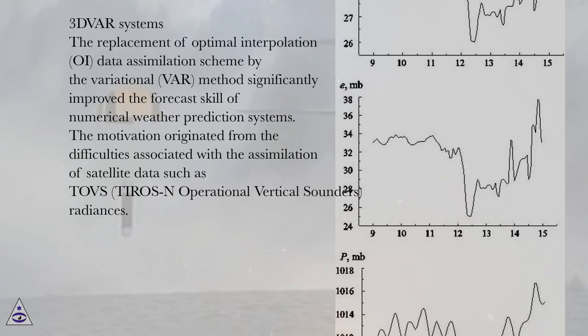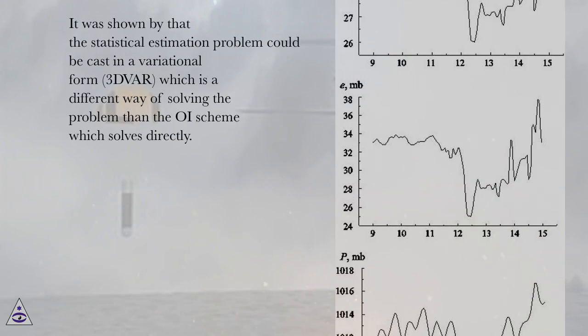3VAR systems. The replacement of the optimal interpolation (OI) data assimilation scheme by the variational (VAR) method significantly improved the forecast skill of numerical weather prediction systems. The motivation originated from the difficulties associated with the assimilation of satellite data such as TOVS, TOVS radiances in operational vertical sounders. It was shown that the statistical estimation problem could be cast in a variational form, 3VAR, which is a different way of solving the problem than the OI scheme, which solves directly.